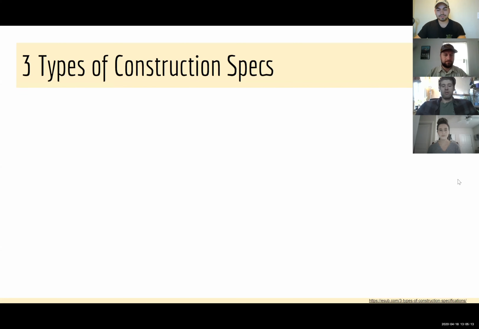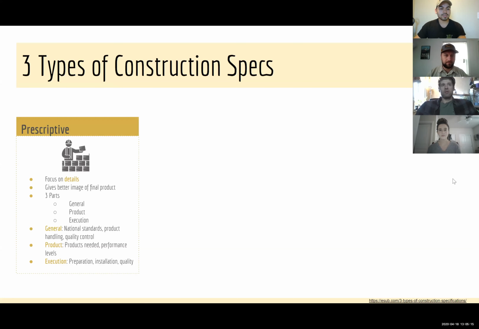There are three types of construction specs. The first one is prescriptive. This one focuses on the details. It gives a better image of what the final product will look like, and it has three parts as well.